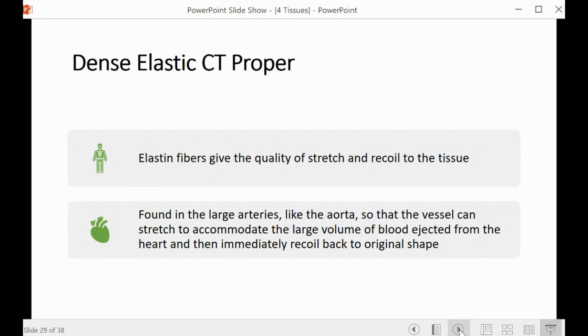And the aorta is not as big as the ventricles that the blood's coming out of, okay, out of the ventricle. And so it's going to sort of stretch out really quickly to get that large volume of blood, and then it immediately is going to recoil back to its shape.